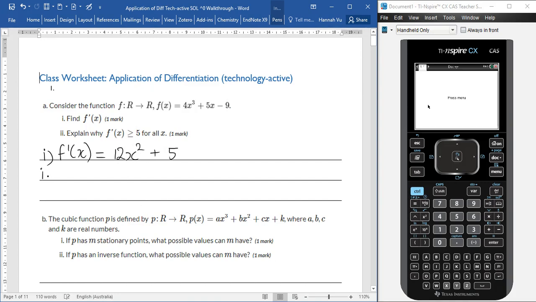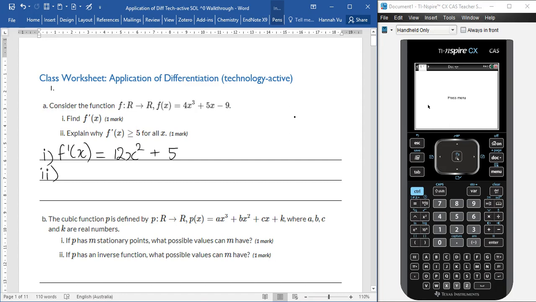Now for part 2, you need to explain why the derivative is greater or equal to 5 for all x values. The derivative is 12x squared plus 5. Now, explanation or proof that it is greater or equal to 5: a few ways to do it. You could draw a graph if you want, I guess.